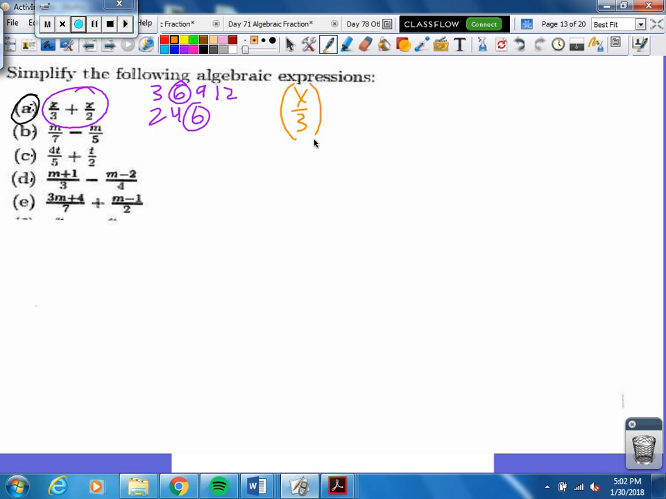X over 3. So I'm going to multiply this first fraction right here by 2 over 2, because 2 times 3 is 6. Okay, plus I got x over 2 here, and I'll multiply this by 3 over 3. So now look. Let's focus on this part here, because 2 times 3 is 6. Got my denominator, and my numerator is 2x.